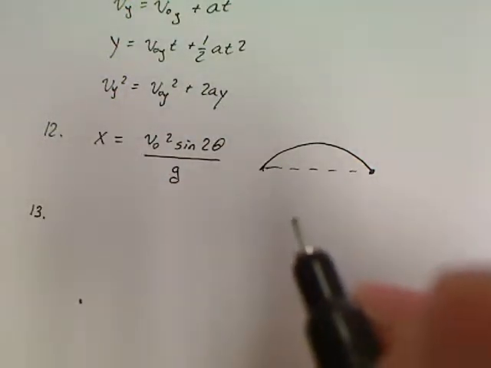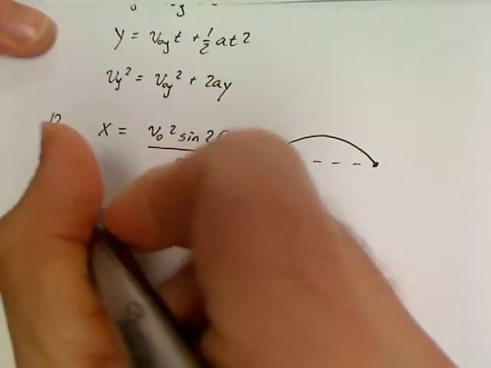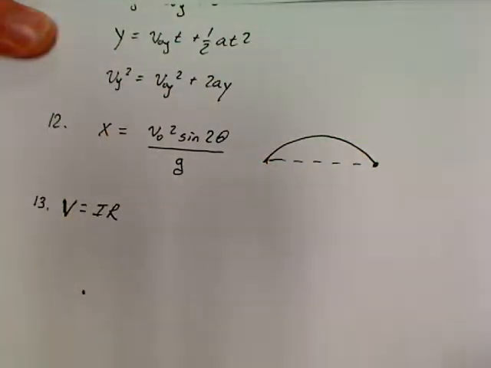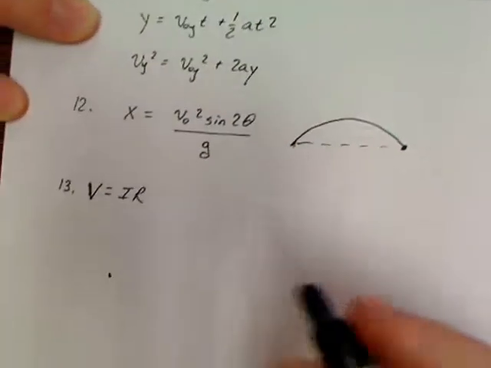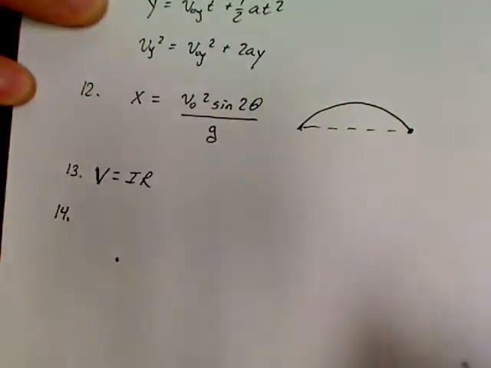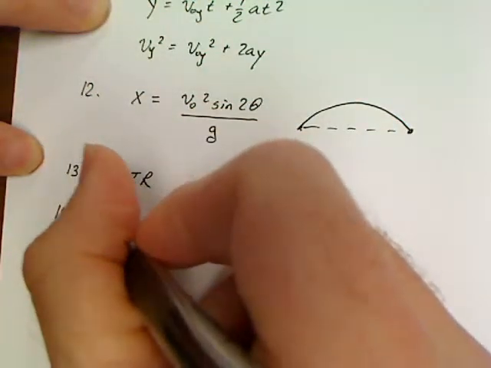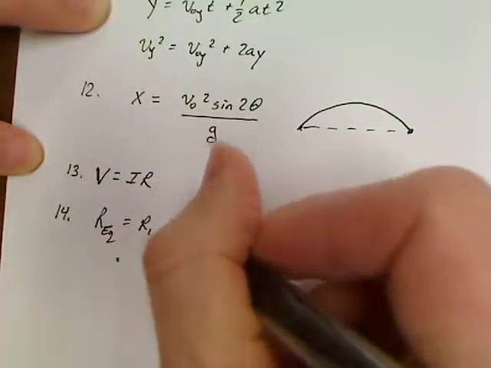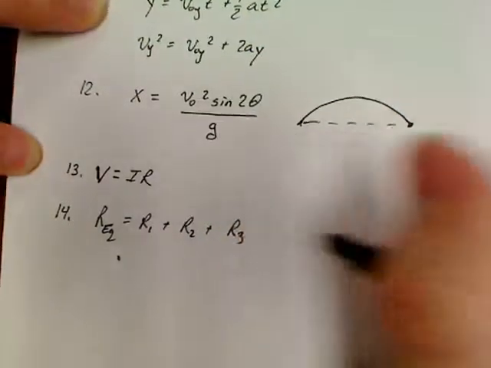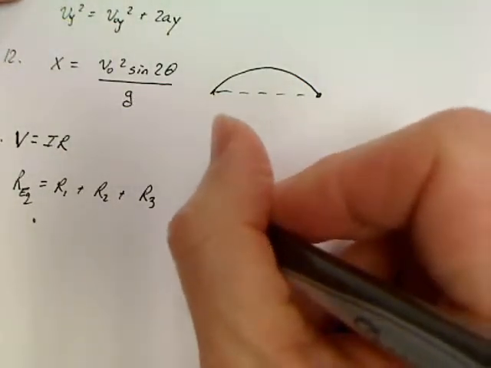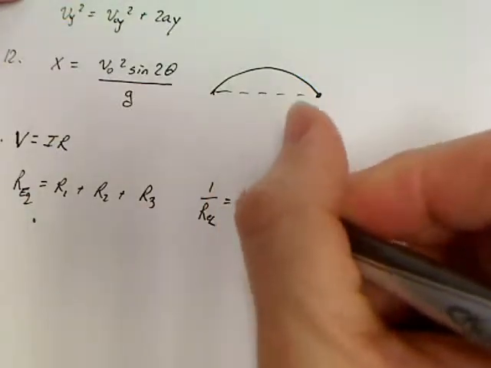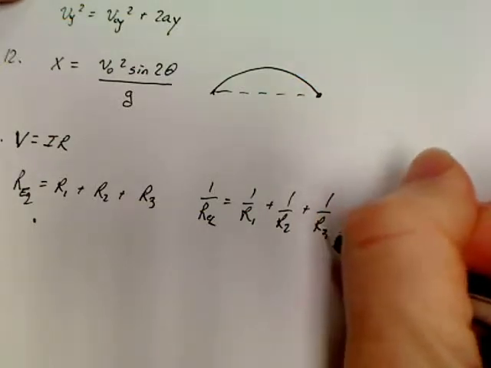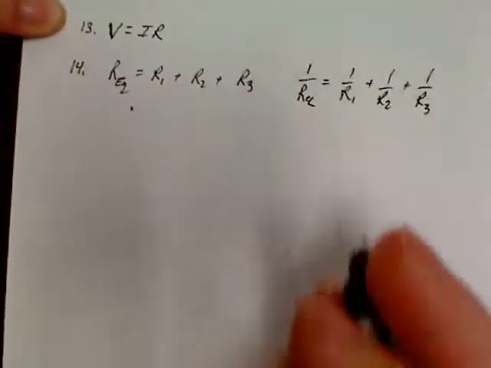Alright, number 13. Let's see, number 13, Ohm's law. Volts is equal to amps, current times resistance. Famous Ohm's law. 14, series and parallel resistance. Series is R total equals R1 plus R2 plus R3. The other one is for parallel, 1 over R is equal to 1 over R1 plus 1 over R2 plus 1 over R3 plus however many that you've got.